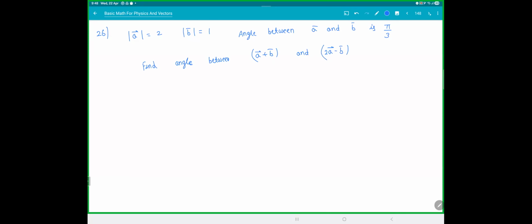This is a good one. In dot product, this is one of the good questions. I just gave you the magnitude of two vectors and the angle between them. I don't know what a bar is, I don't know what b bar is, but the question says you can find the angle between a plus b and 2a minus b. Let's see how you approach this.